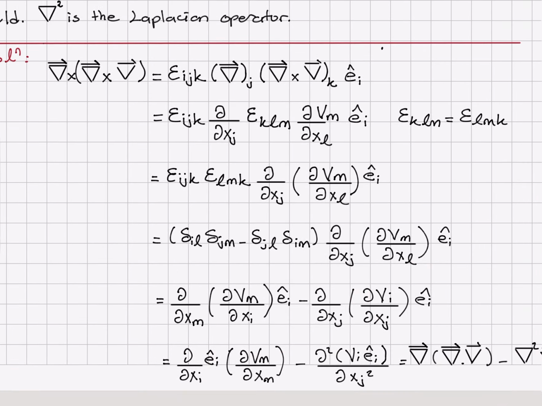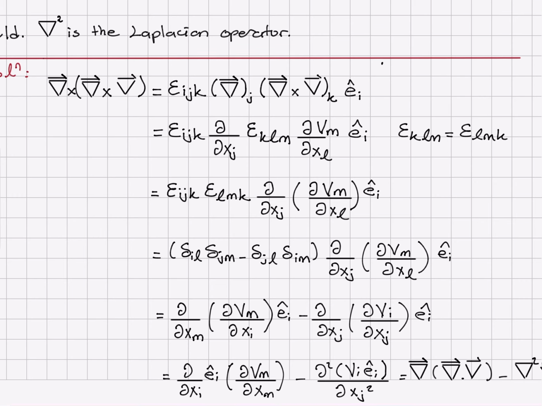Now I can change the order of these derivatives. Del xi ei hat, and then I have del Vm del xm. So this is my gradient operator. This is the divergence of V minus, here I encounter the second derivative with respect to xj of the vector field V, which is my Laplacian operator.